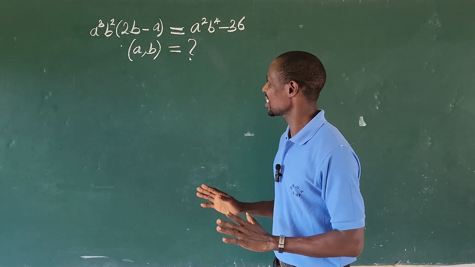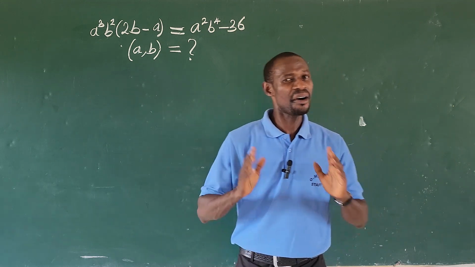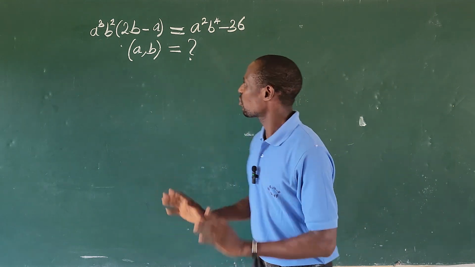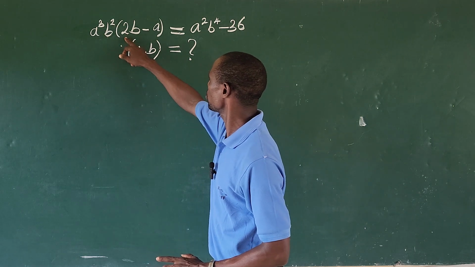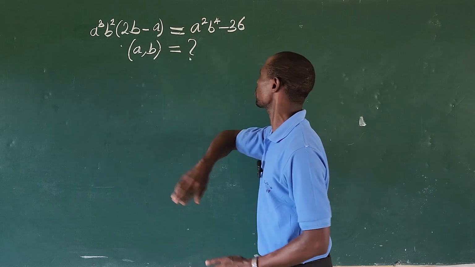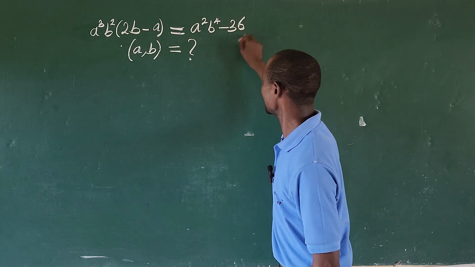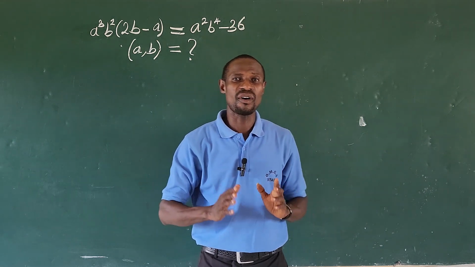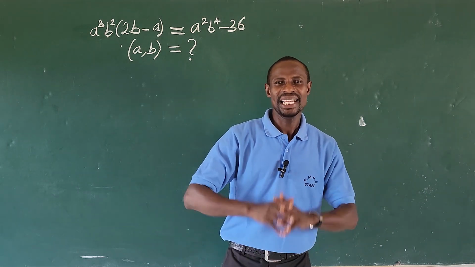Today we have a very nice algebraic challenge on the board before us. The question is a to the power of 3 times b to the power of 2, bracket open, 2b minus a, close bracket, equal to a to the power of 2 times b to the power of 4 minus 36. What are the pairs of a and b that will satisfy this algebraic equation?